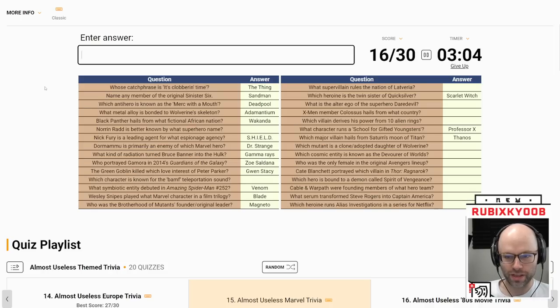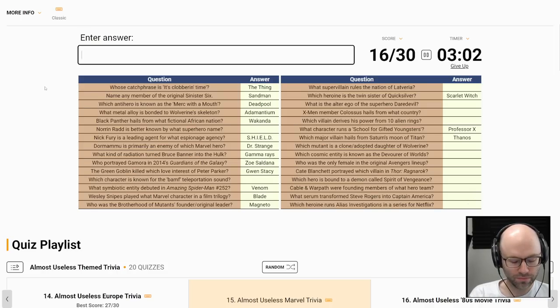Who's the alter ego of Daredevil? He has an alliterative name. It's not Dale Cooper. He's a lawyer. His name is Matt Mullins. Matt. His name is, I'm dumb, Matt Murdock. You're right. Colossus hails from Poland, Russia.